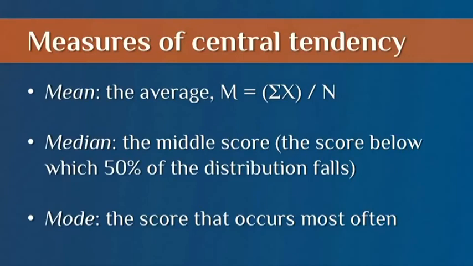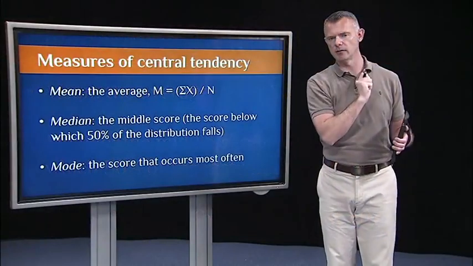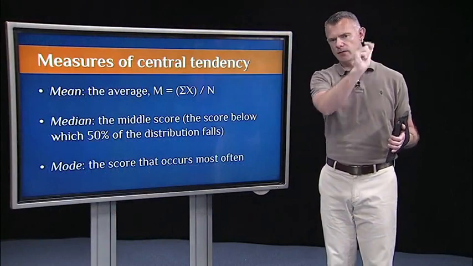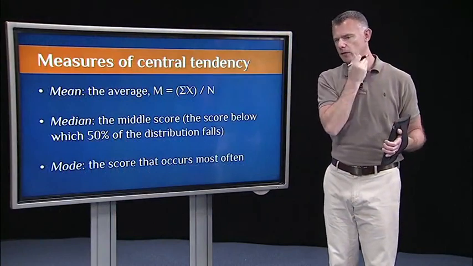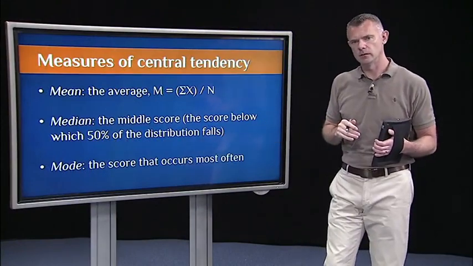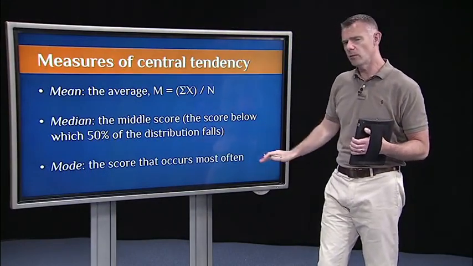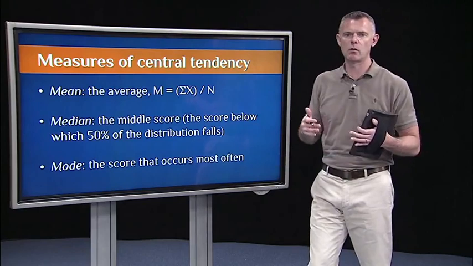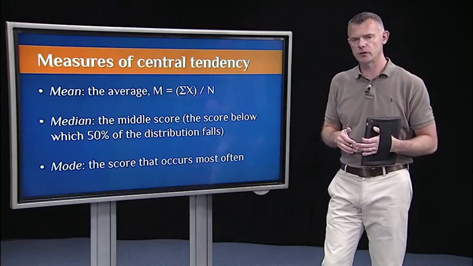So if I just lined up all of the rankings, all of the ratings on the wines from the highest ranking to the lowest ranking and just plucked out the middle ranking, say the 50th ranking out of the 100, that would be my median ranking. And the mode is easy. That's just the score that occurs most often in the distribution.